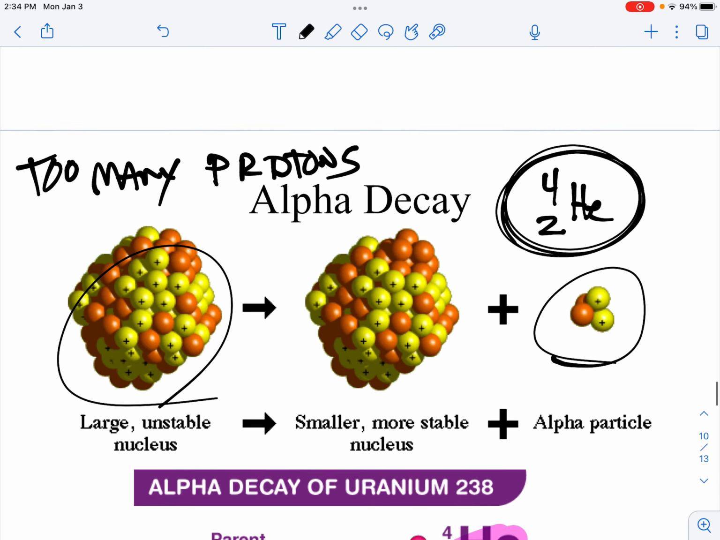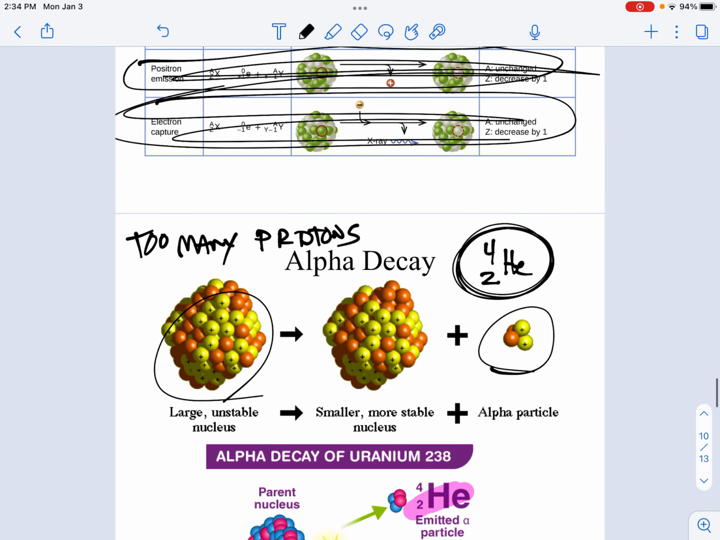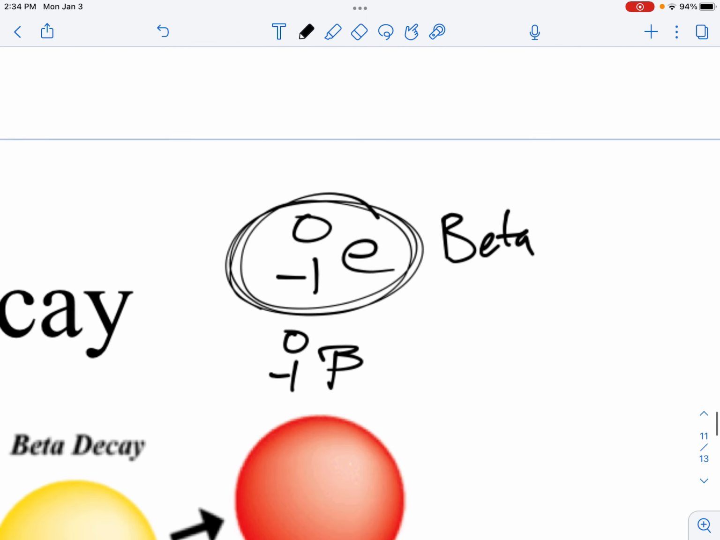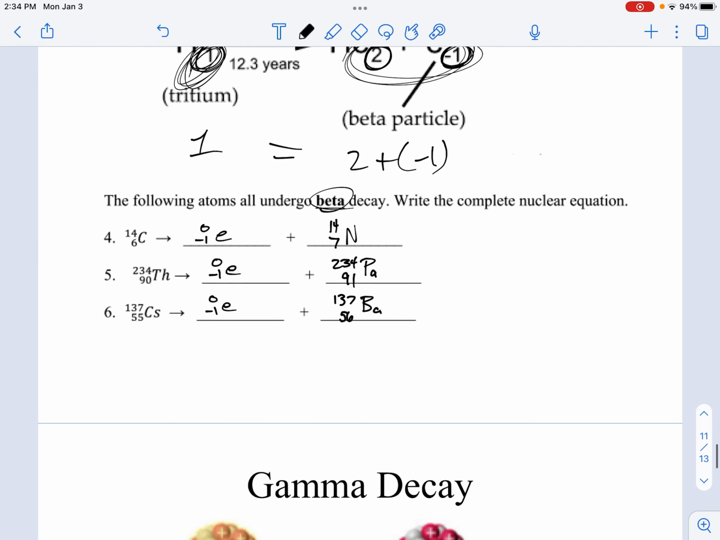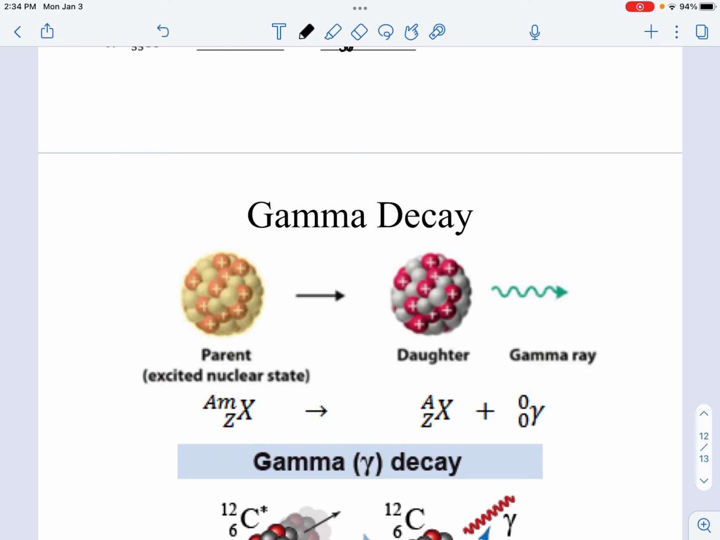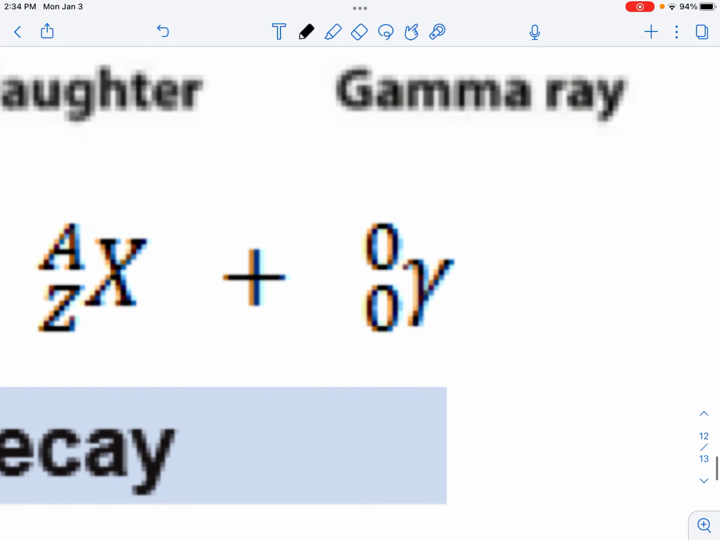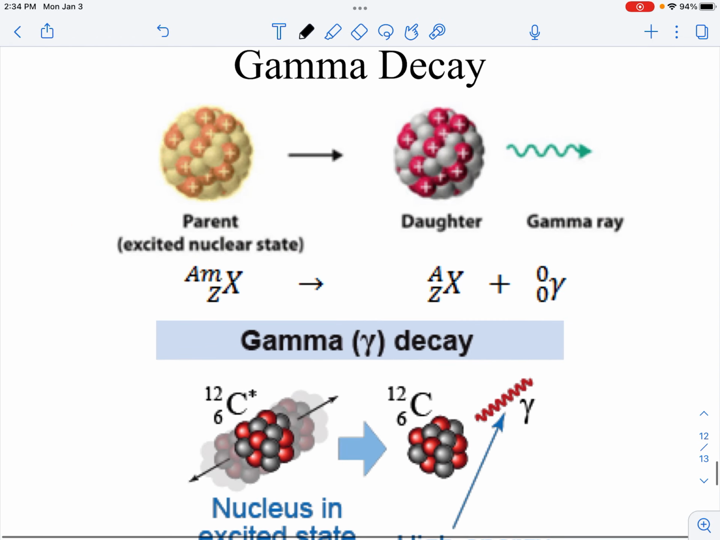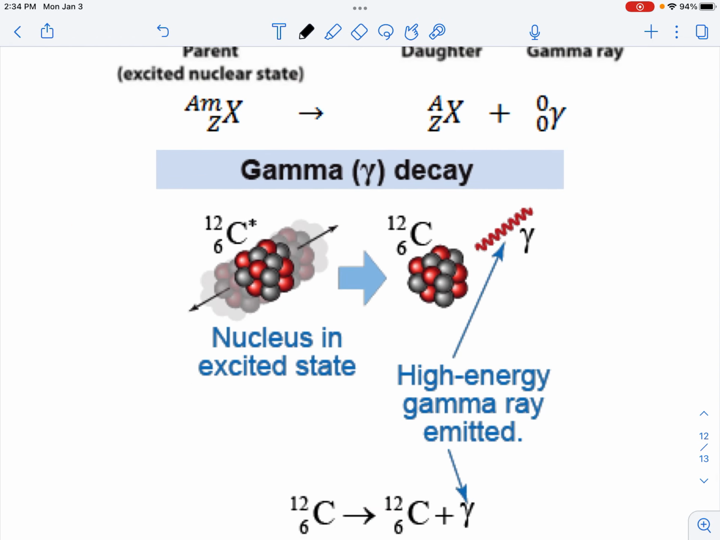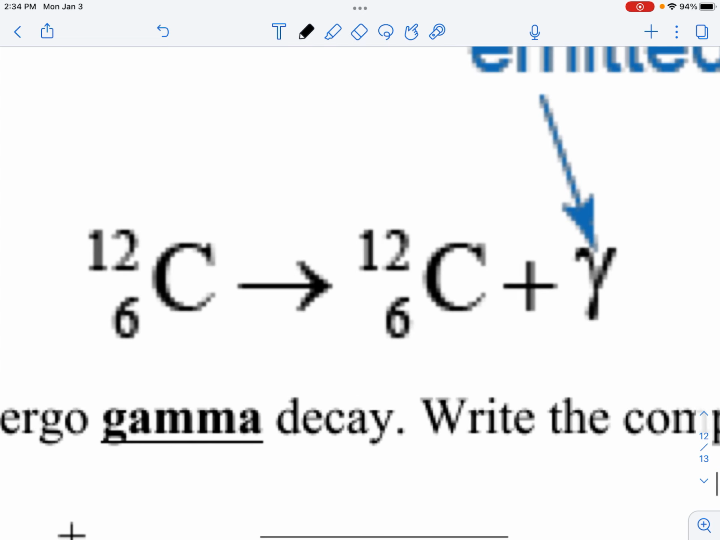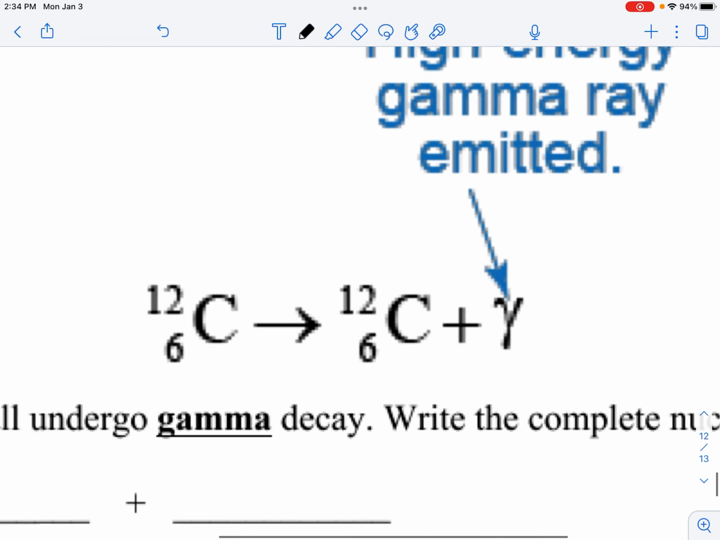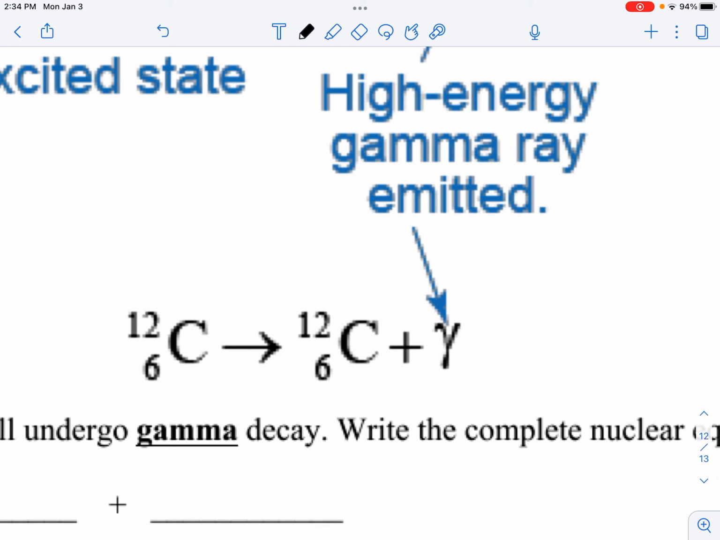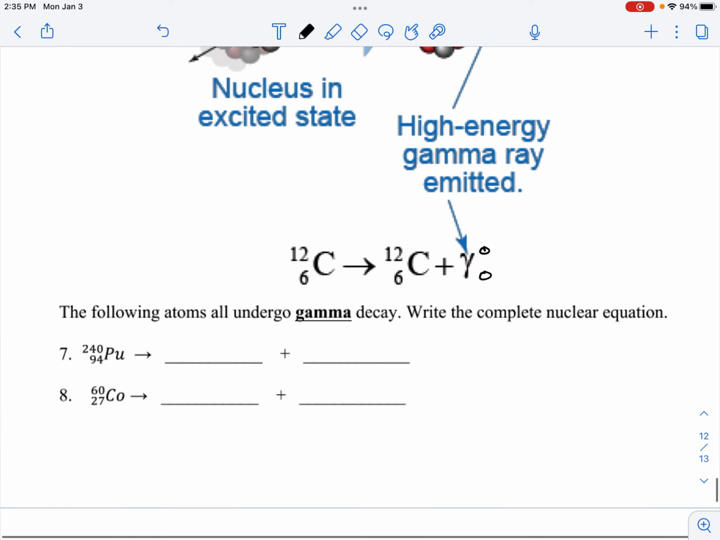So, quick review. Alpha is a 4,2 helium. Beta is a 0, -1 E. Now you're going to love gamma because gamma is just the energy that comes off of there. It's no actual particle. And because it's just an energy, it's a 0 and a 0. So yes, it's just as easy as it sounds. If you start with 12,6 carbon and you give off gamma energy, you're going to end with 12,6 carbon because gamma is 0 and 0. It's just energy. There's no particles coming off of there.